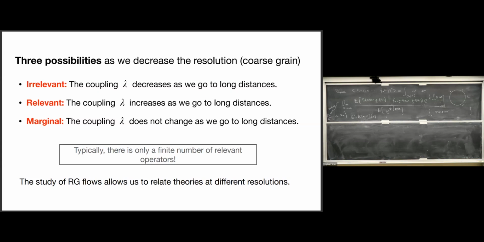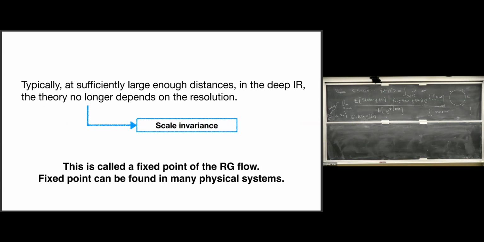And renormalization group flow is the study of what happens to the system upon coarse graining, and it allows you to relate different theories at different resolutions. Now, typically what happens in quantum field theory, when you go to sufficiently large distances in the deep infrared limit, a very common situation is that the theory no longer depends on the resolution, meaning you have scale invariance. And this is what we call fixed points of the renormalization group flow. Now, you can find fixed points of the renormalization group flow in many physical examples in nature.